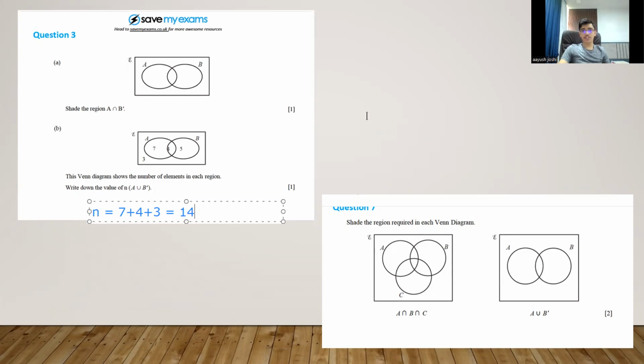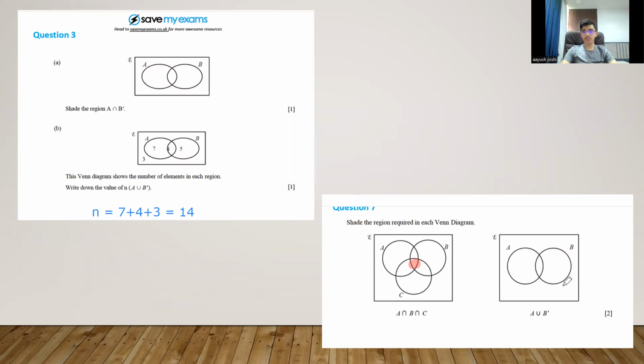Shade the region required in each Venn diagram. A intersecting B intersecting C. Basically it means the common elements of all of them, so only the part which is common in all of them is this, the central part. Okay, simple. So A union B complement.